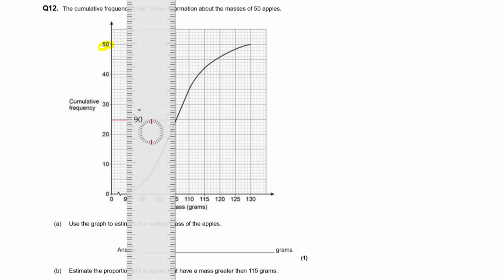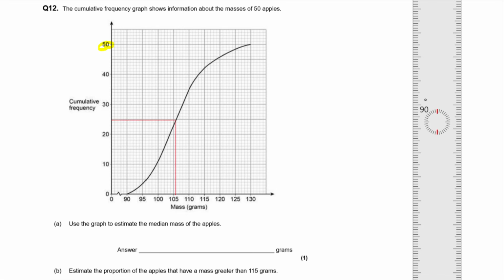You can see that's one little square past 105, isn't it? So I'm going to read that. One little square past 105. Got 105, 110, 5 divisions. Each division is 1. I think that is going to be 106 then, isn't it? 106. Estimate the proportion of apples that have a mass greater than 115 grams.